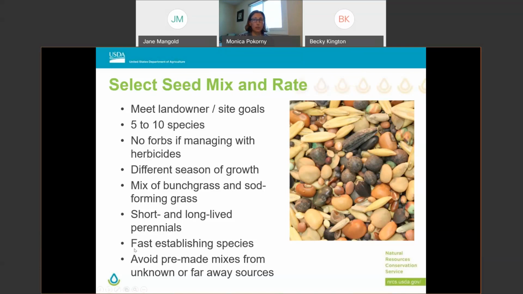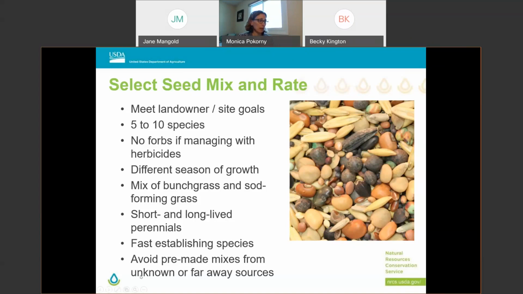When you're seeding into a site that's going to have weed competition, it's really important to also pick fast establishing species. Short-lived perennials are fast establishing, and so are some of the annual species, if you want to include an annual in there. Also, some of our introduced species are really fast establishing, and we'll talk about those a little bit more.